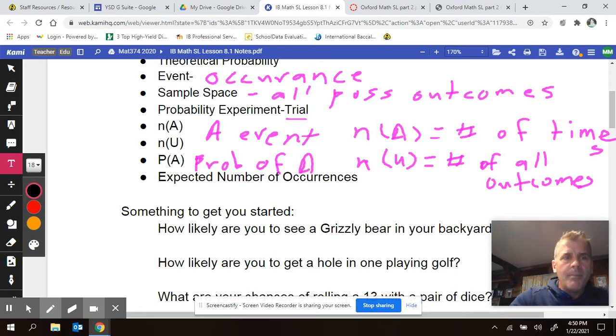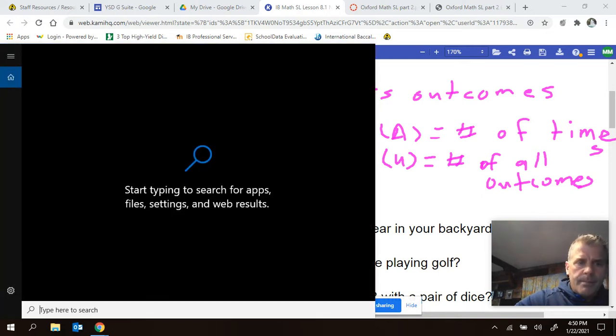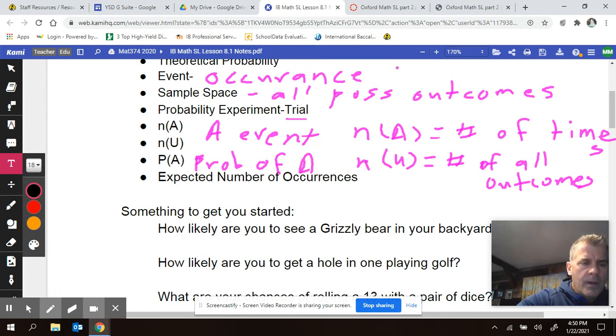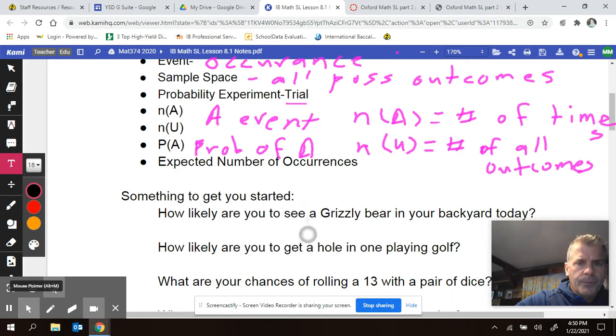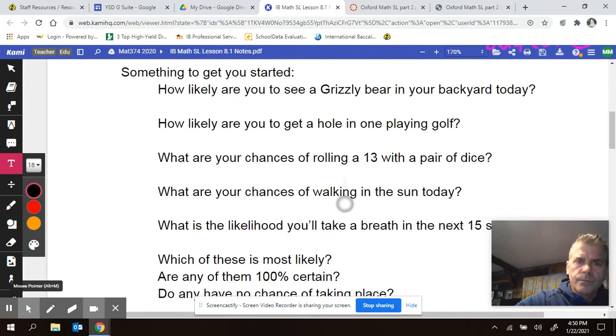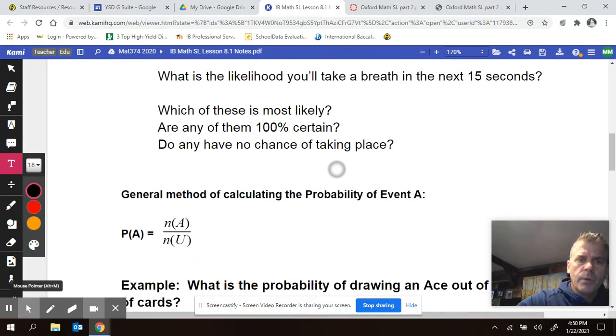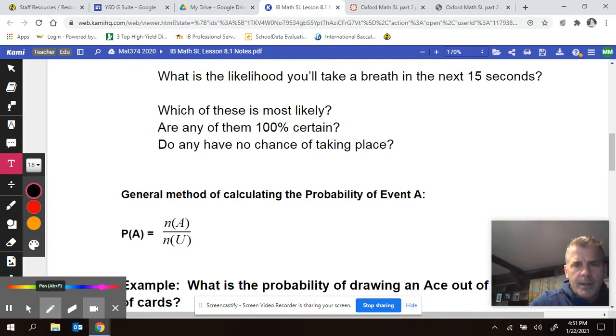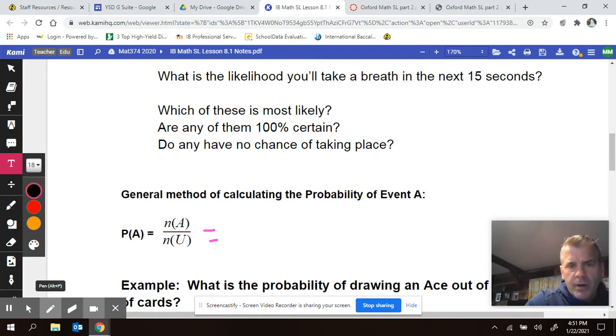So the probability of being able to roll, oops, sorry about that. Let's see if that clicks off. There we go. The probability of rolling a 2, we would use this formula. So calculating that formula, what is the probability of our event? The number in our number of possible outcomes is 1. Number of all outcomes is 6.